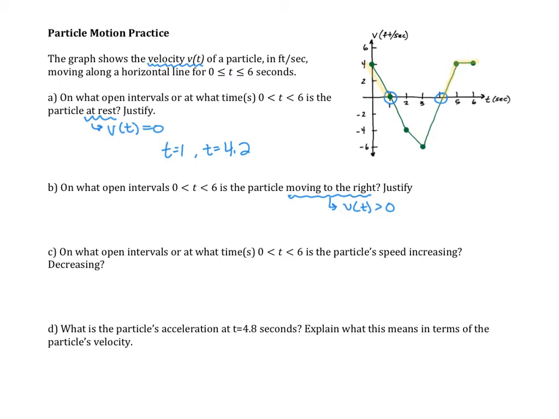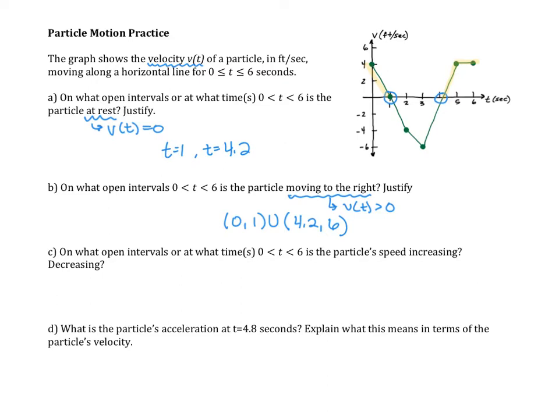So let's go and write the interval notation for that. It's going to be from 0 to 1, with 4.2 to 6. So notice we have those places where it's at rest is where it's changing from moving to the right. Our justification would just be this is where the velocity is greater than 0, which is what we wrote. Then it says, on what open intervals, or at what times, is the particle speed increasing?